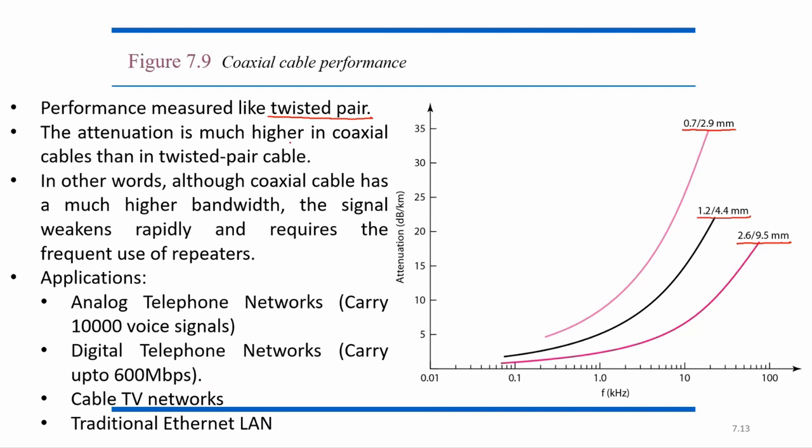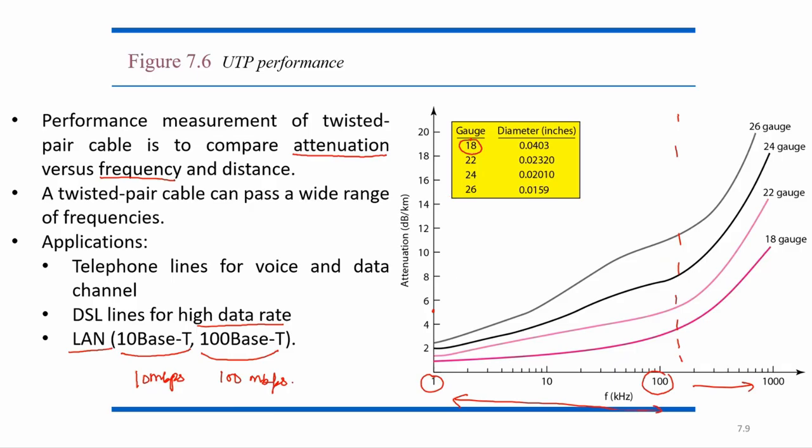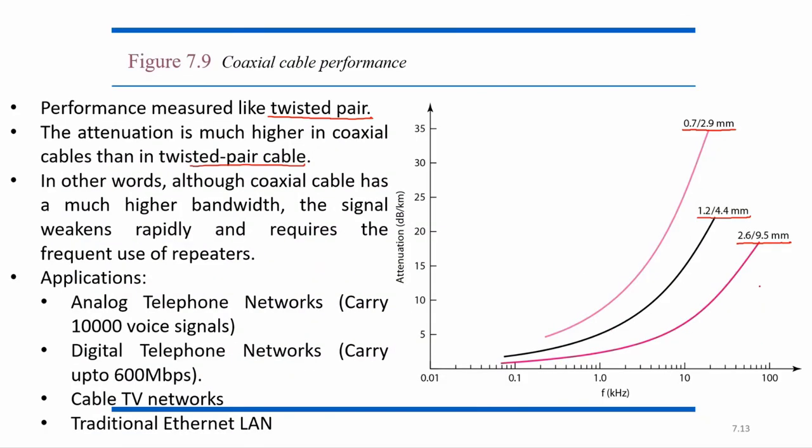So the attenuation is much higher in coaxial cable than in twisted pair. In case of attenuation, you can see in comparison here, up to 100 maximum. Suppose this is the gauge, we were having 10 dB per kilometer attenuation. But you can see here at 100, the minimum attenuation that can be there is around 70. So very high attenuation is there. From the graph itself, it is clearly visible: the attenuation is much higher in coaxial cables than in twisted pair.